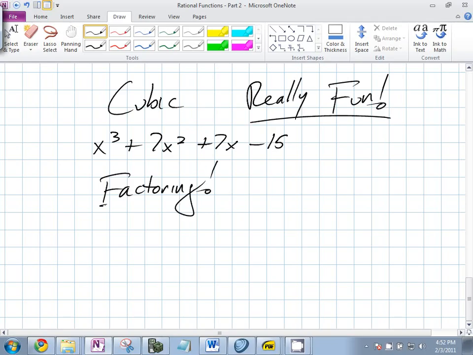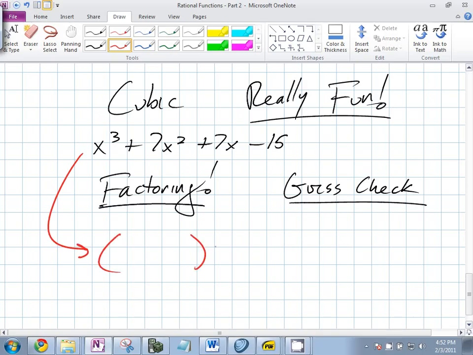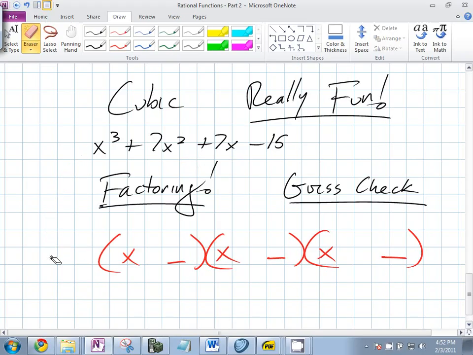The problem with factoring higher degree polynomials is you can't just do it with guess and check. There's sometimes way too many things to guess and check. We are trying to break this down into something that looks like this: (x )(x )(x ). We know that this term times this term times this term is 15, but then to make these middle terms appear, if you use guess and check, it could take potentially a really long time. So what we're going to do is learn a shortcut.